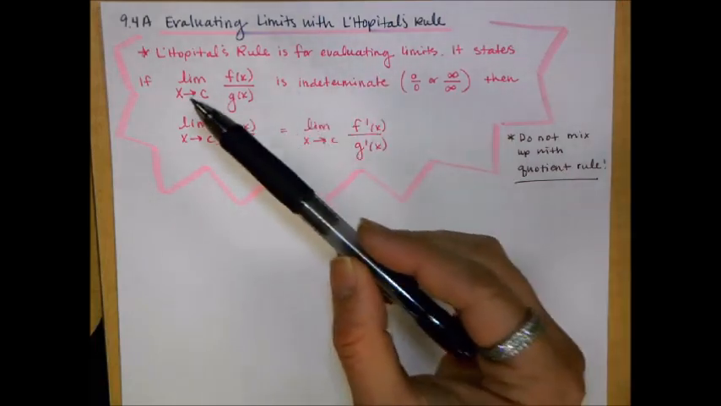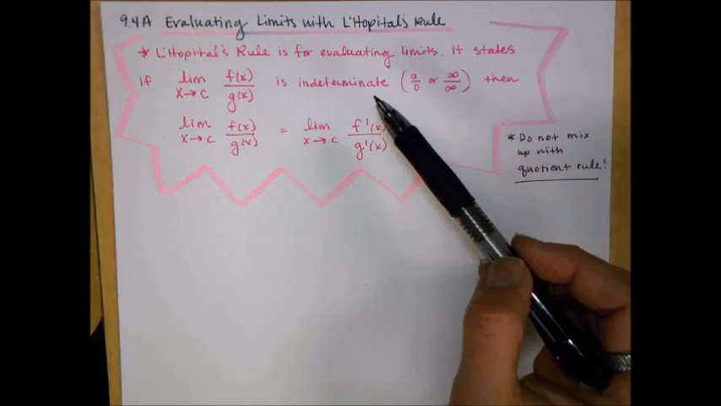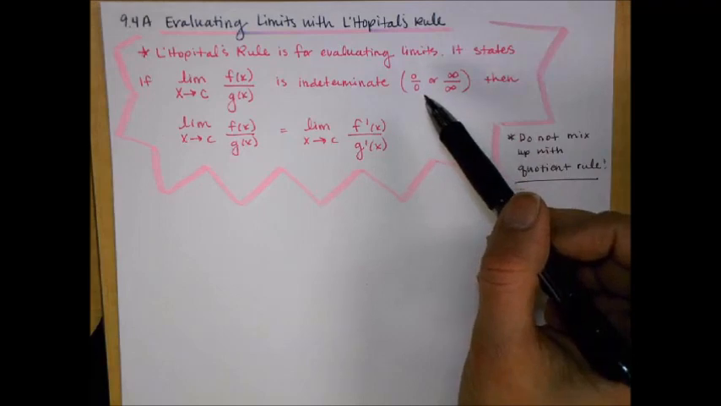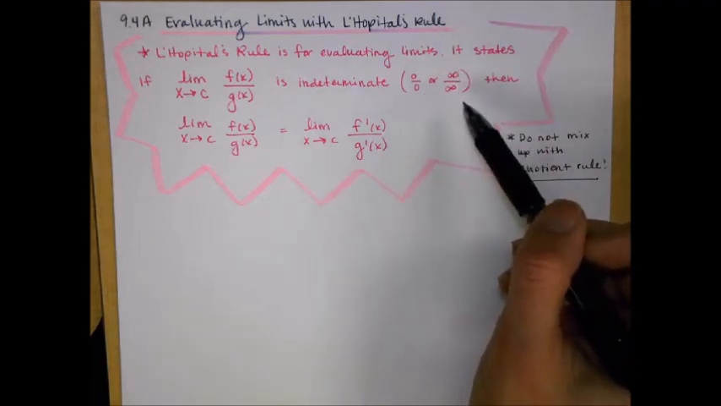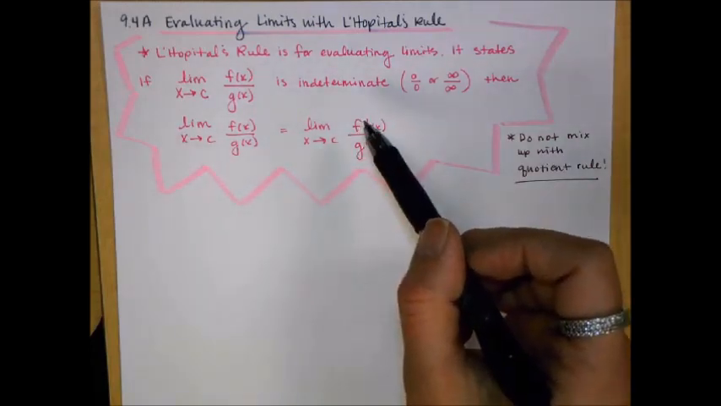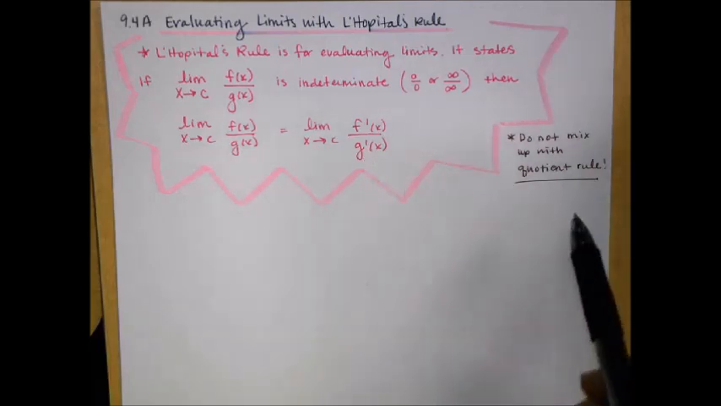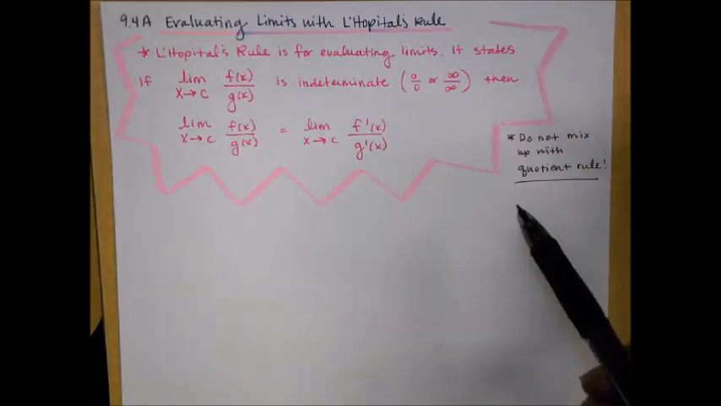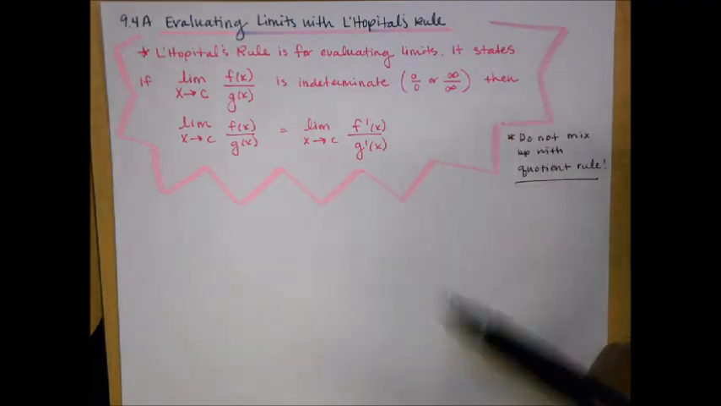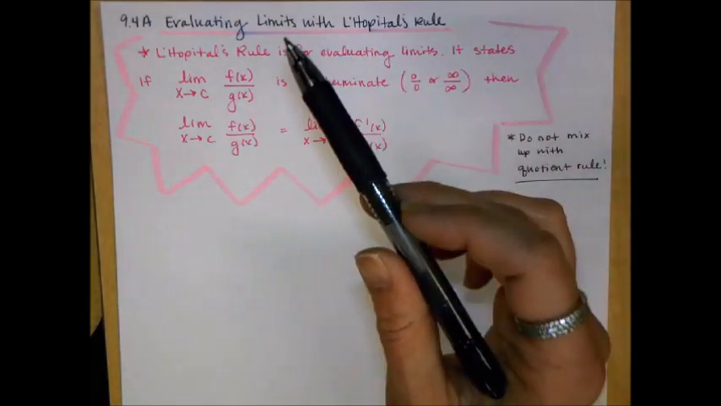So it says if you have a limit of a function divided by a function that has an indeterminate value, and indeterminate values are of the form 0 over 0 or infinity over infinity, then that limit is equal to the limit of the derivative of the numerator divided by the derivative of the denominator. Do not mix this up with quotient rule. So quotient rule, of course, is used for taking the derivative of a function written as a fraction. This is L'Hopital's rule, which is used to evaluate a limit.